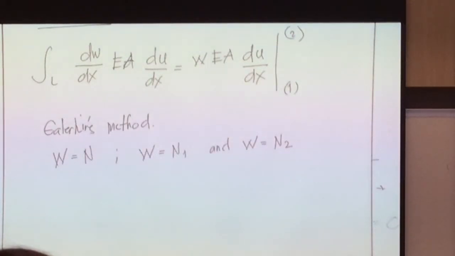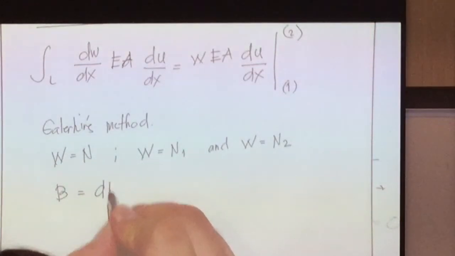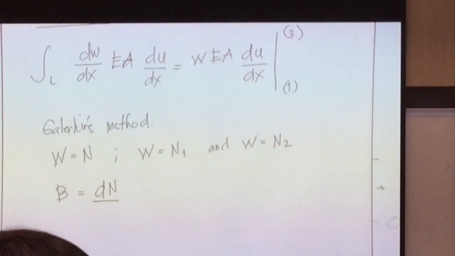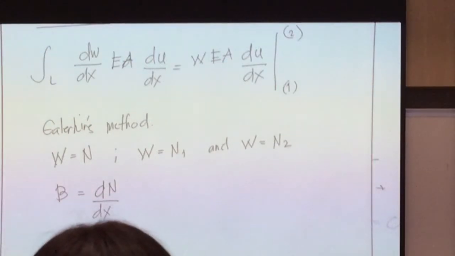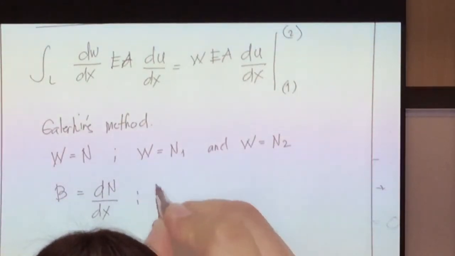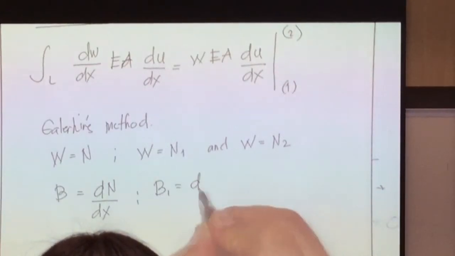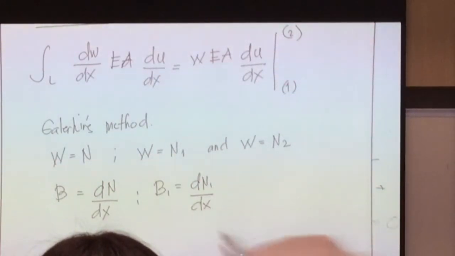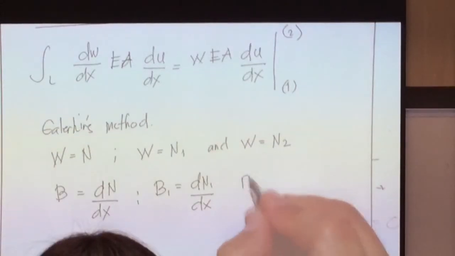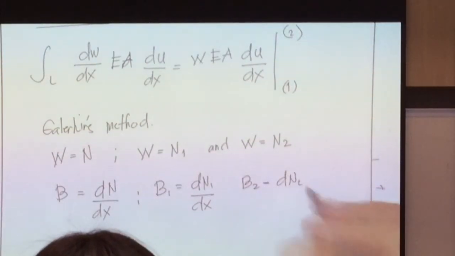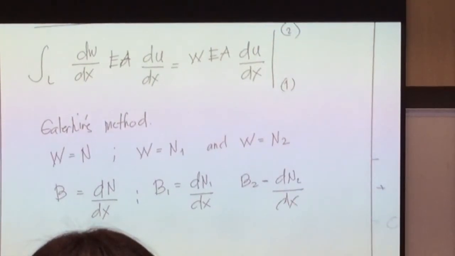So what about your strain displacement matrix? What are the values of the strain displacement matrix? Your B, the strain displacement matrix, is equal to the derivative of your shape function with respect to x. So we can have B1 equal to the derivative of N1 with respect to x, and B2 to be the derivative of N2 with respect to x.